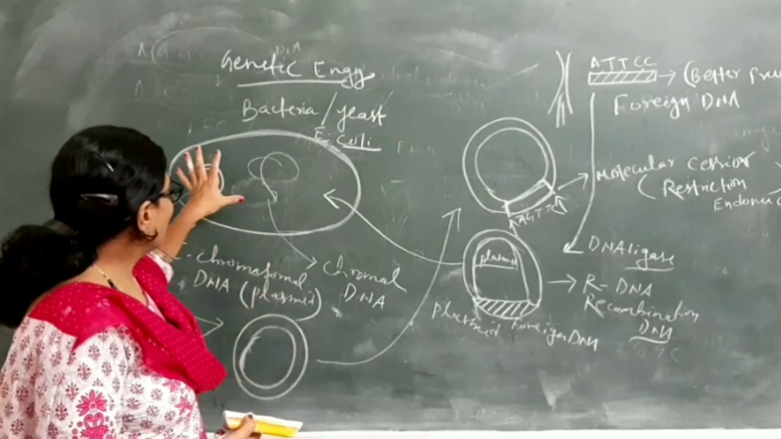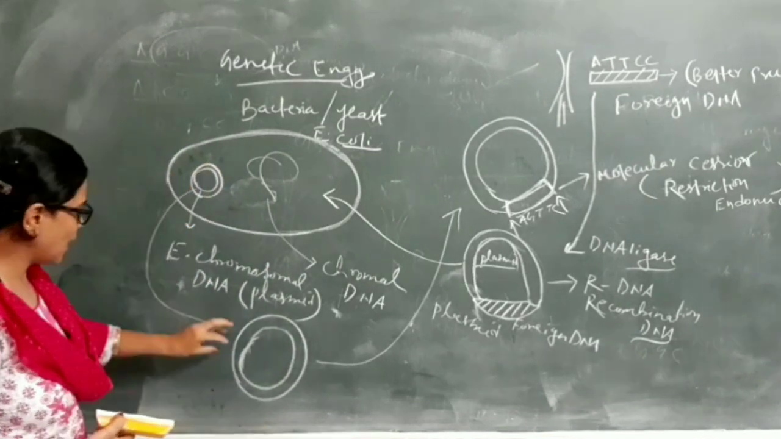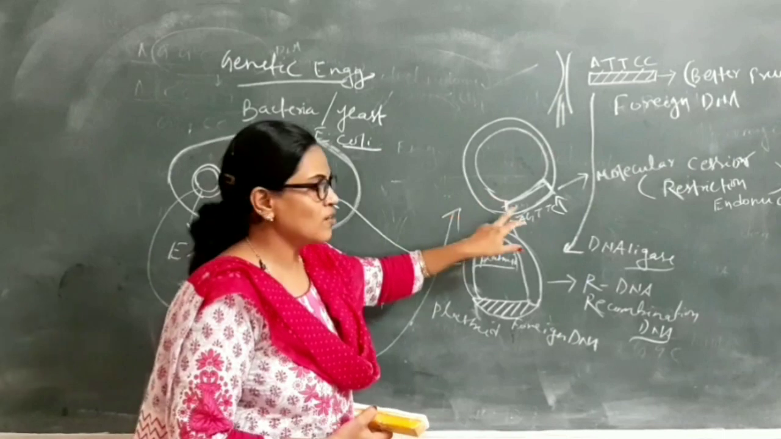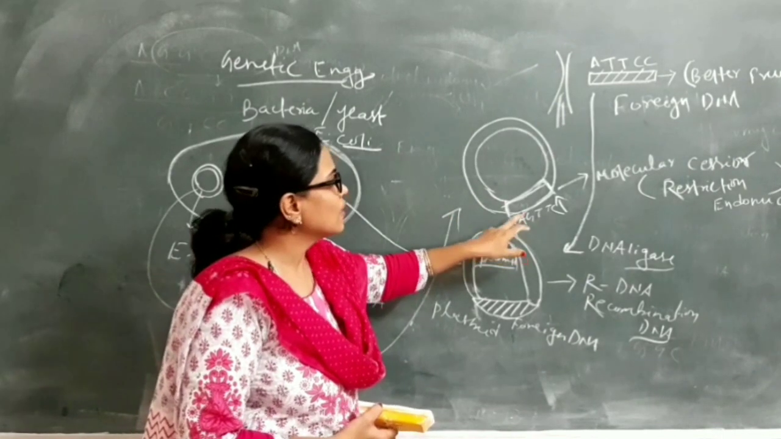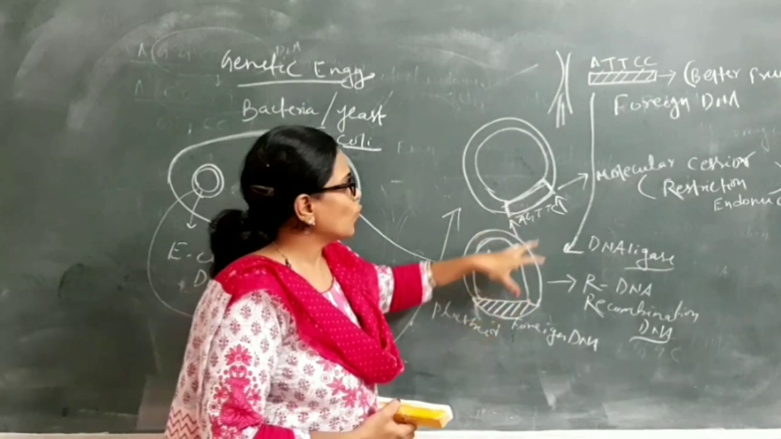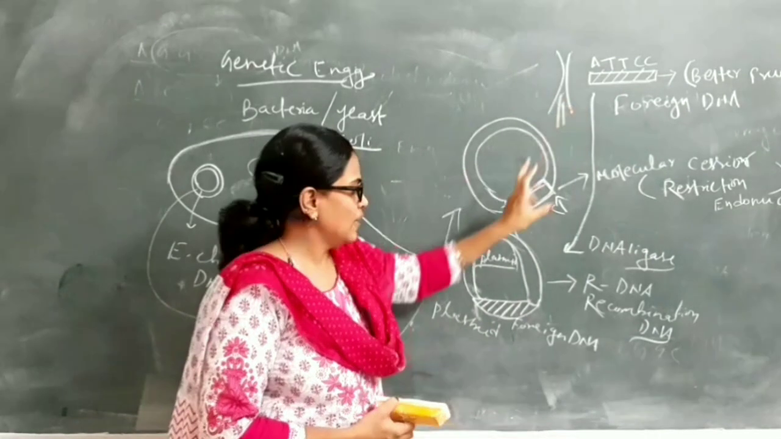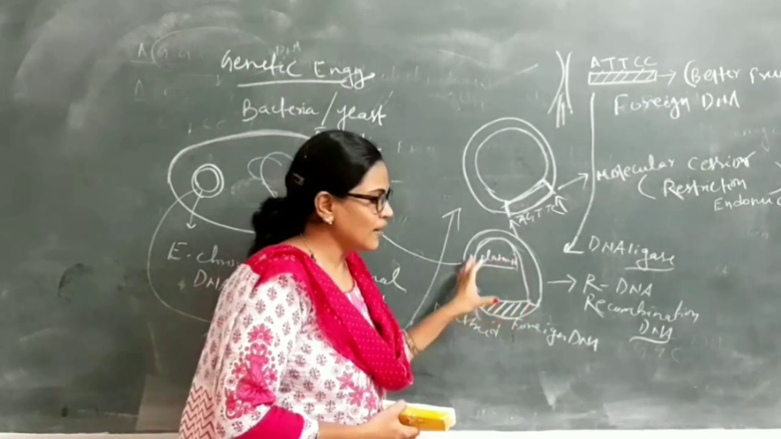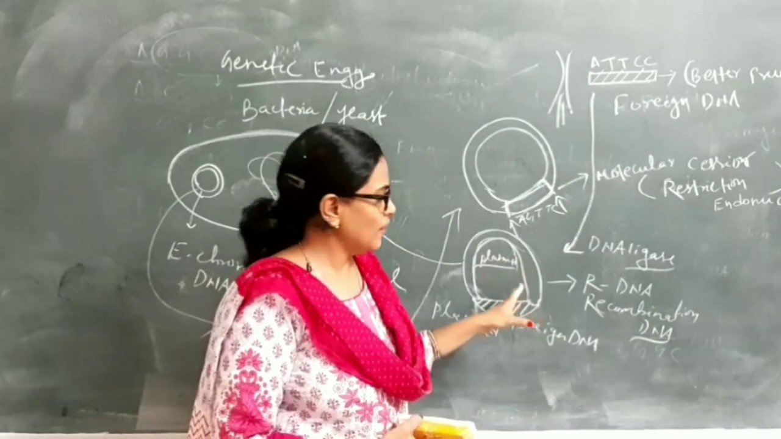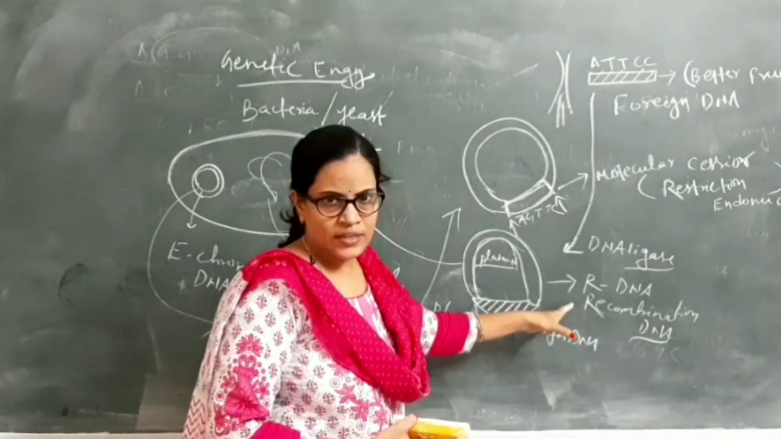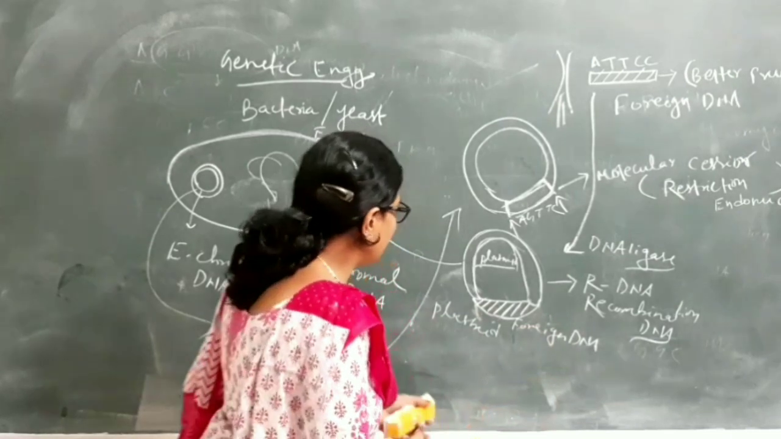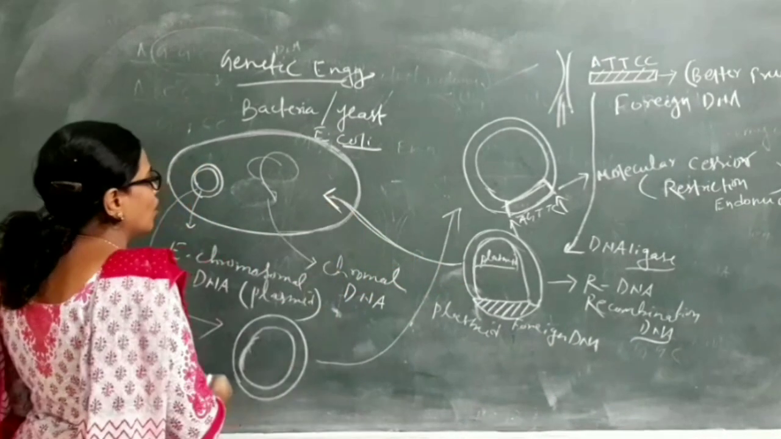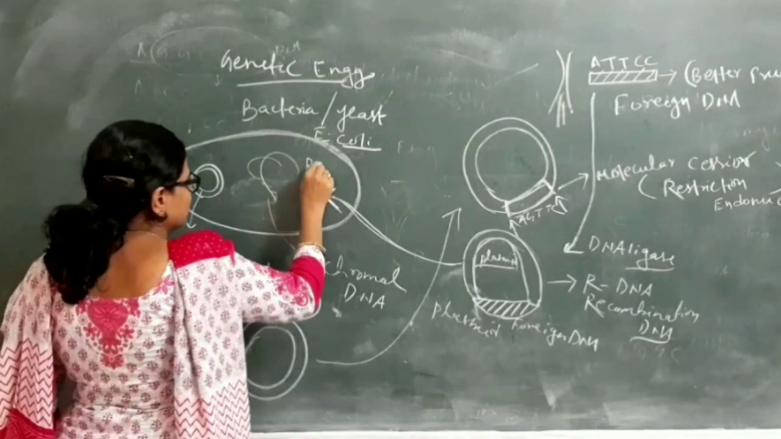So we will first take this plasmid. This plasmid is cut with molecular scissors known as restriction endonuclease. For better production, we will take some foreign DNA and insert it inside this plasmid to make a recombinant DNA. After that, recombinant DNA is produced. It will again be introduced inside this bacteria for replication.